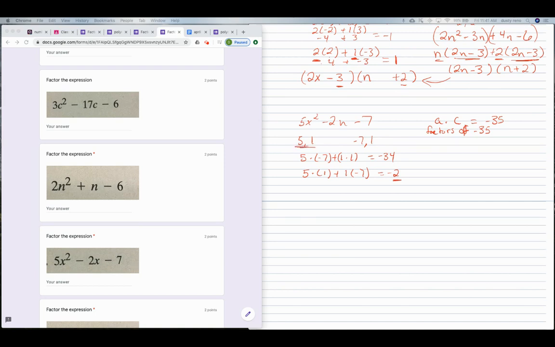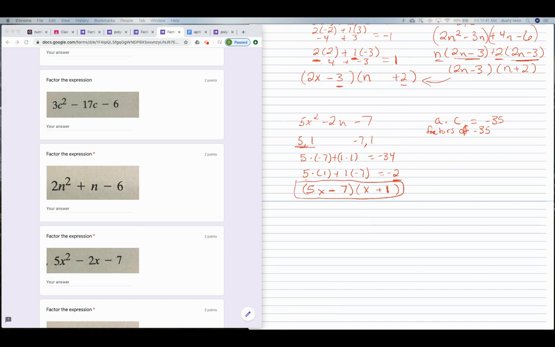So these are going to be our coefficients in our binomials, 5x and 1x, or just x. Okay, and now we're multiplying 5 by a positive 1, so if it's multiplying by the 5, it has to be in the opposite binomial, so that's going to mean this is a plus 1 over here. And then the 1 is being multiplied by the negative 7, so the minus 7 comes over in this one. And there's our answer.